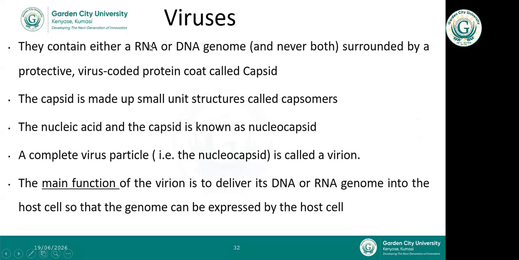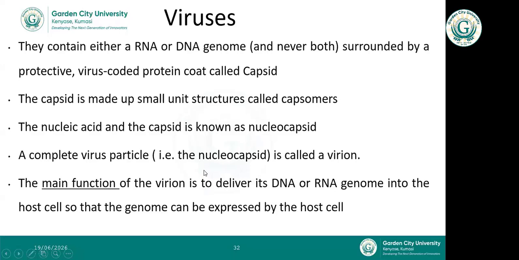So I've talked about them being DNA or RNA in nature, and then the protein coat around the DNA or the RNA is referred to as a capsid. These protein coats are made up of subunits called capsomers. The capsomers come together to form the protein coat, which we call the capsid. This protein coat plus the DNA or the RNA of the virus is known as the nucleocapsid. So when you mention nucleocapsid, it simply refers to the protein coat plus the DNA or the RNA of the virus. And this is what we term as a virion, or a complete particle.